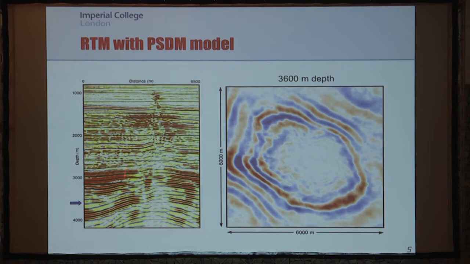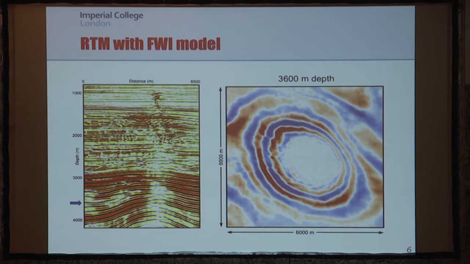So if we take that same data set and we apply full waveform inversion to it, we get a new velocity model, a different velocity model, a better velocity model, and we can remigrate the data. And if we do that, the picture looks like this. So as I flick backwards and forwards, you can see the comparison. So an awful lot has changed. The data going in is exactly the same. The migration algorithm is exactly the same. The only thing that's changed is the velocity model, the P-wave velocity model that's used to migrate the data.